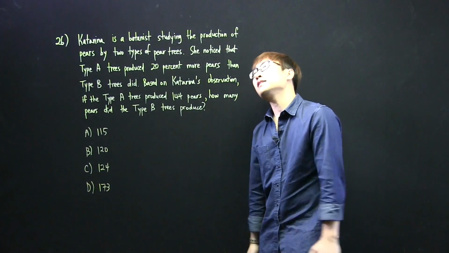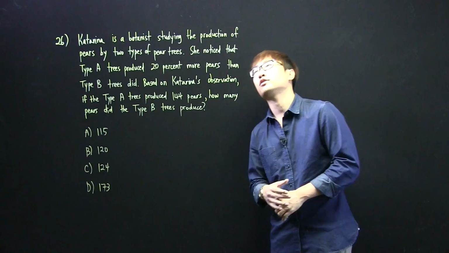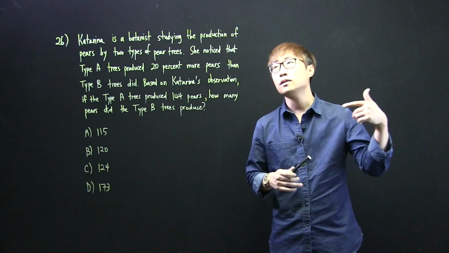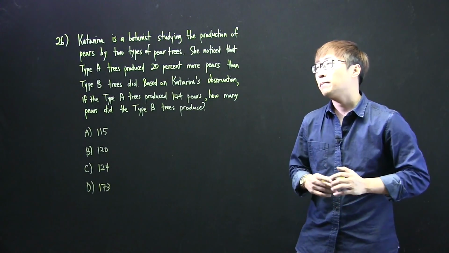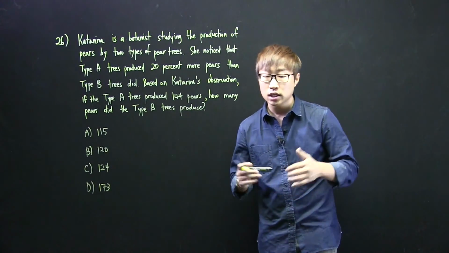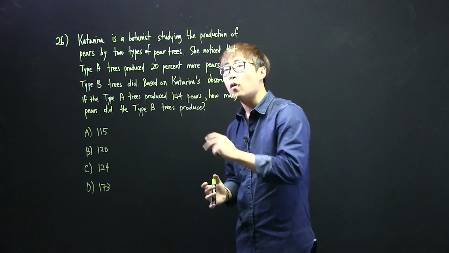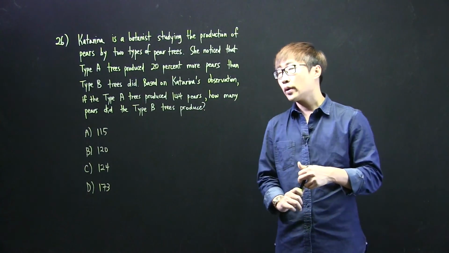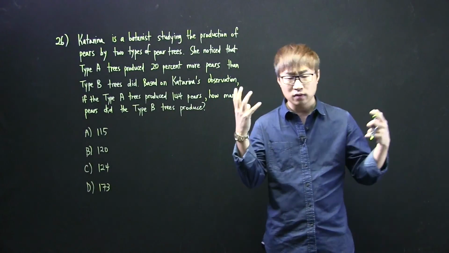26. Katerina is a botanist studying the production of pears by 2 types of pear trees. She noticed that type A trees produced 20% more pears than type B trees did. Based on Katerina's observation, if the type A trees produced 144 pears, how many pears did the type B trees produce? Okay, so let's go ahead and think about this as a picture, as sort of a diagram.